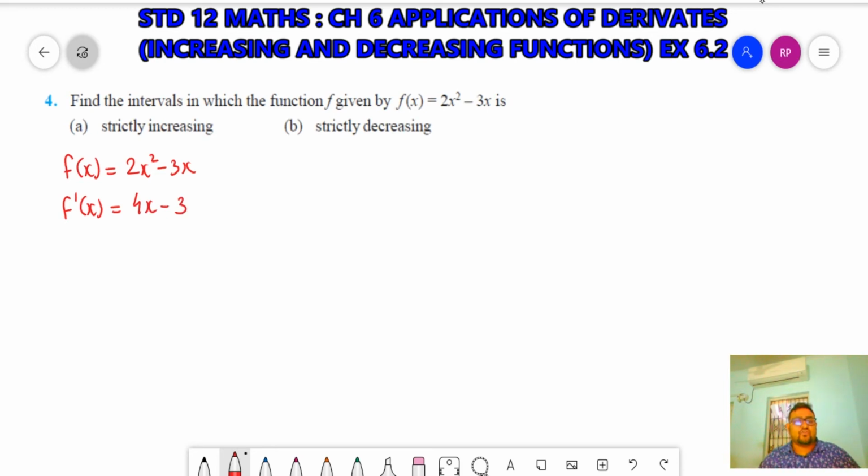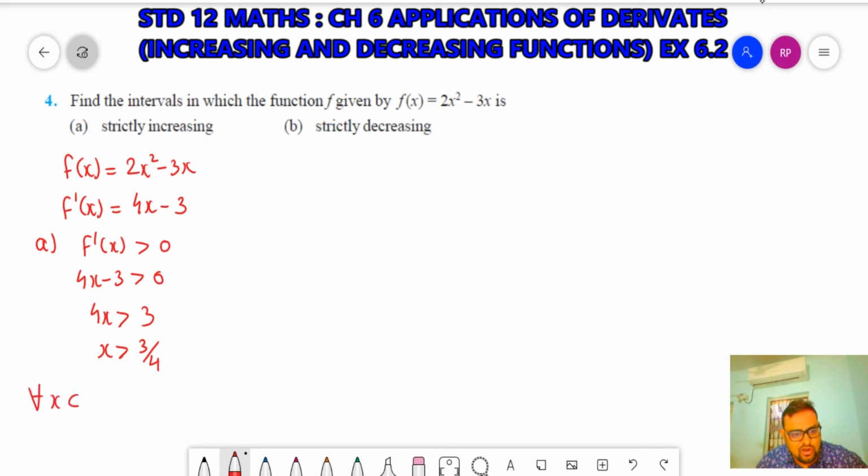Okay, so now for first strictly increasing, f dash x must be greater than 0. That means 4x minus 3 must be greater than 0. That means 4x must be greater than 3, x must be greater than 3 by 4. So for x belonging to greater than 3 by 4 means from 3 by 4 to infinity, f is strictly increasing.